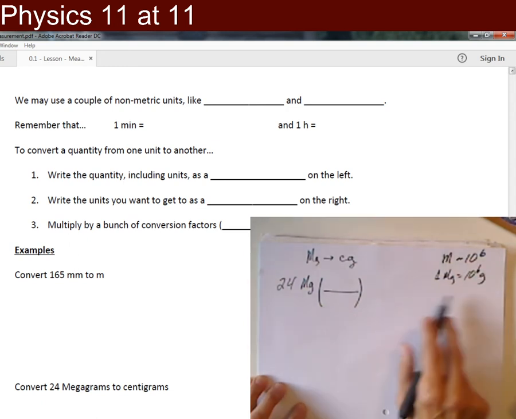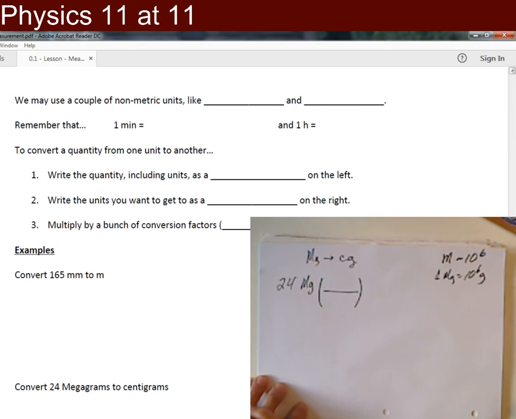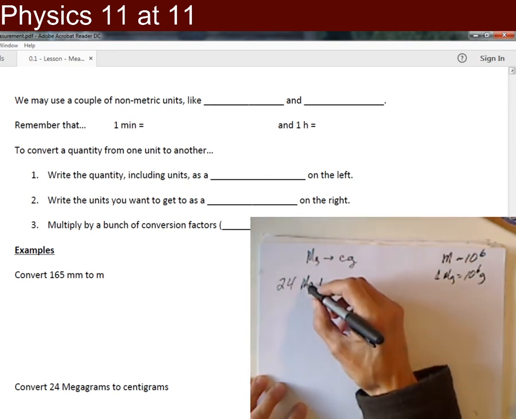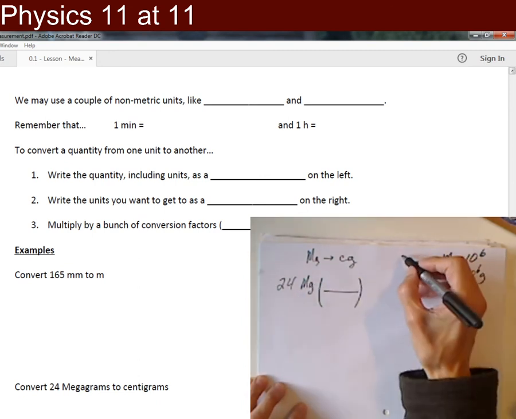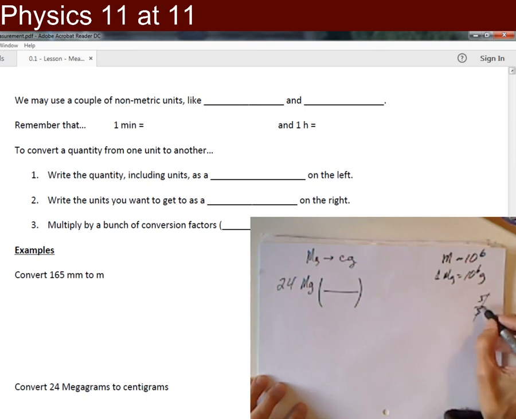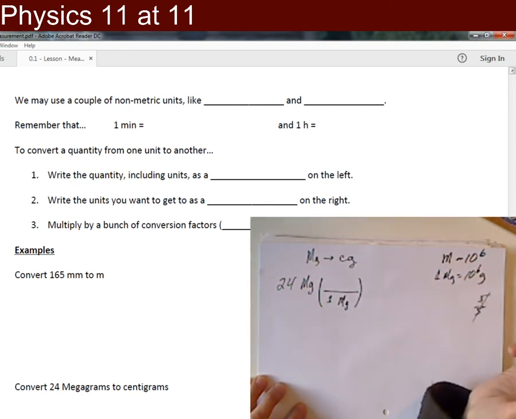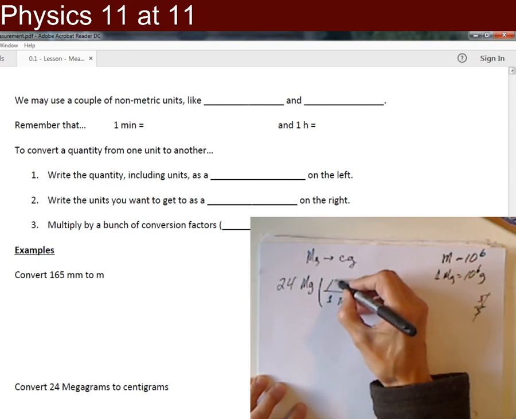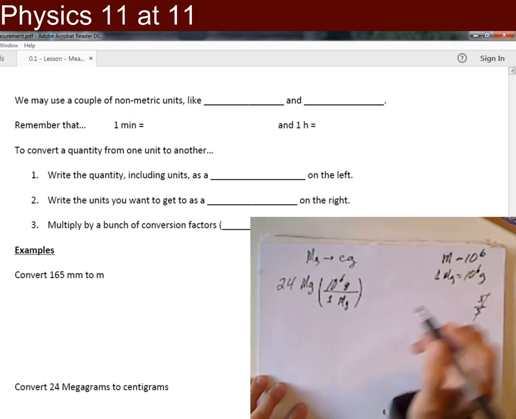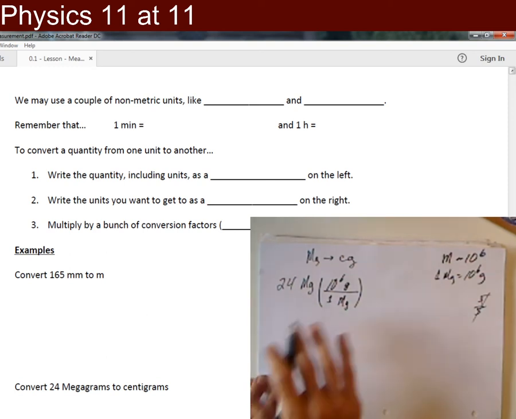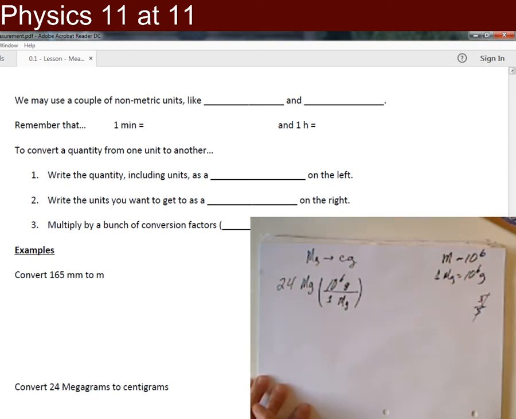So we can use this fact in our conversion fraction here. What goes on the top? What goes on the bottom? Megagrams are on the top, we need it on the bottom so it cancels out and disappears. So 1 megagram like that. On the top, 10 to the 6 grams like that. So the megas will cancel out. We're left with grams. That's close, but we still have to go a little bit.